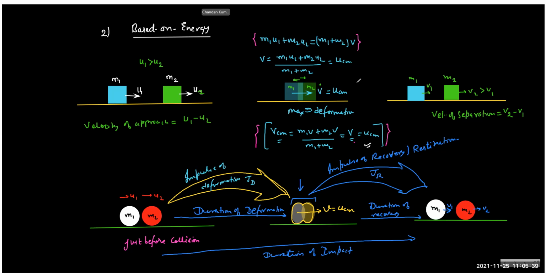So in the case of perfectly inelastic collision, your journey ends here, right? This is the end of the journey. So there is no recovery phase at all. And therefore you continue to move with UCM. Understood?